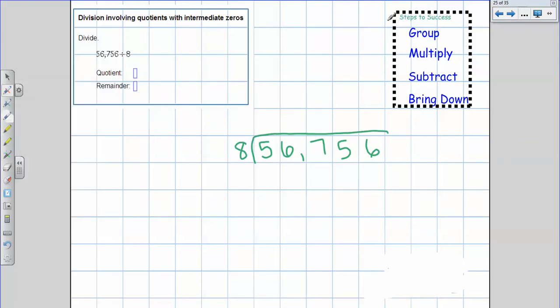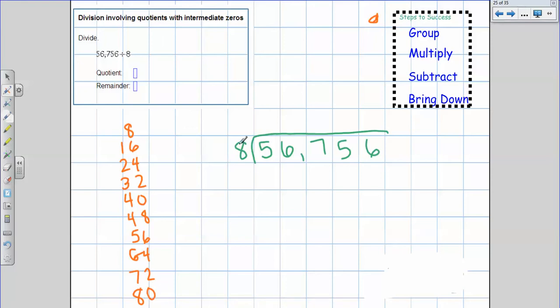Remember our steps to success for dividing: group, multiply, subtract, bring down. So how many groups of 8 can fit into 56? Let's start by writing out our multiples of 8: 8, 16, 24, 32, 40, 48, 56, 64. 8 times 9 is 72, and 8 times 10 is 80. So here are our multiples of 8.